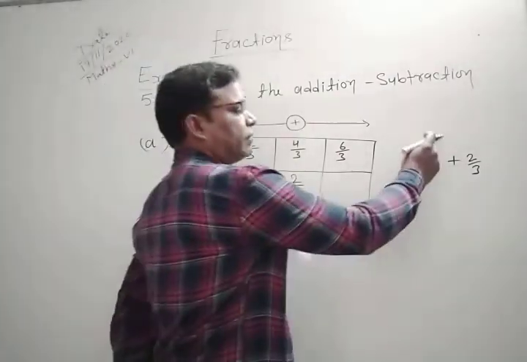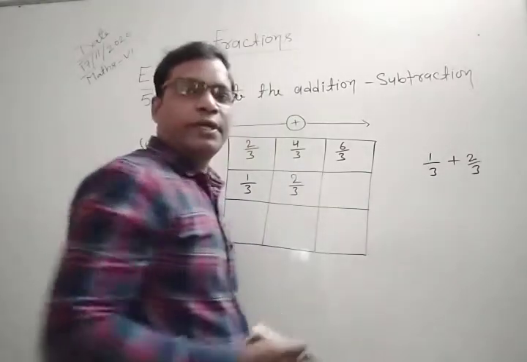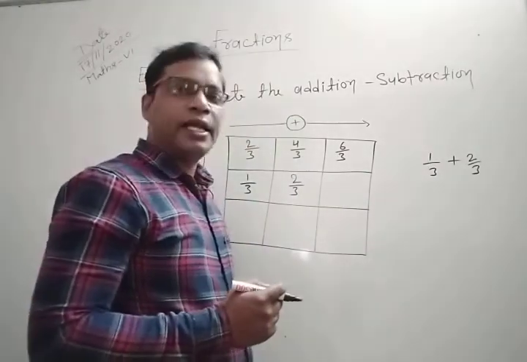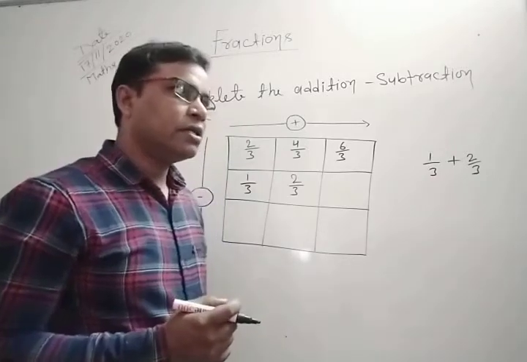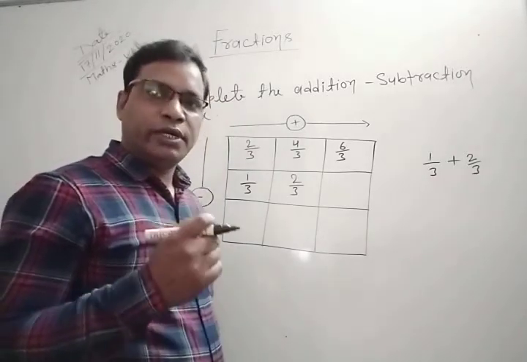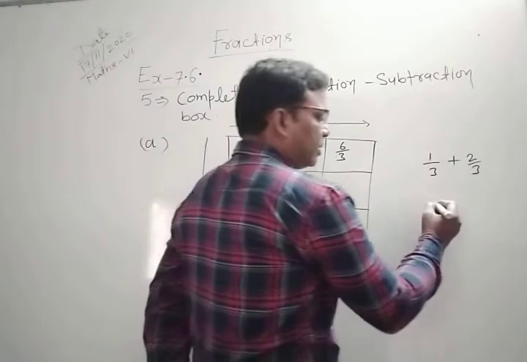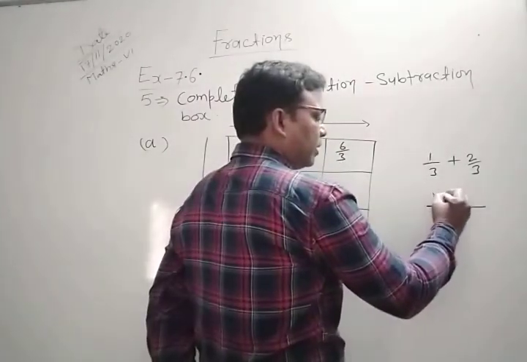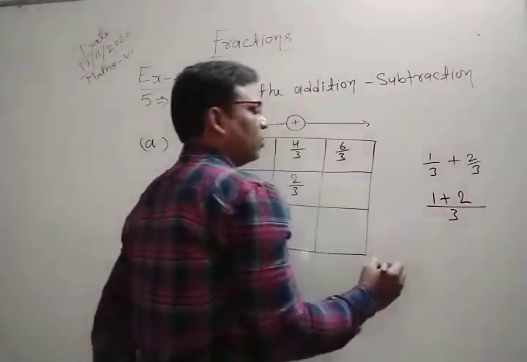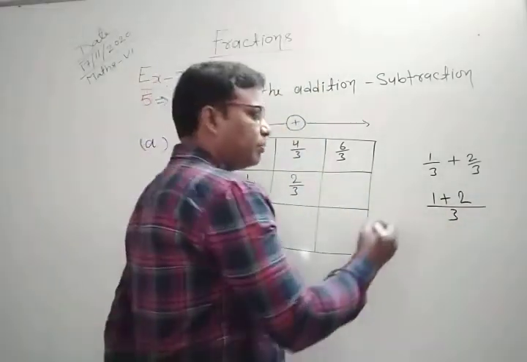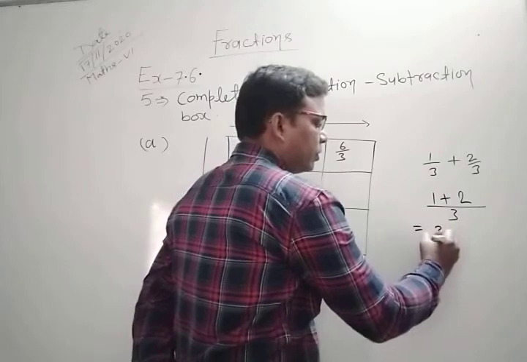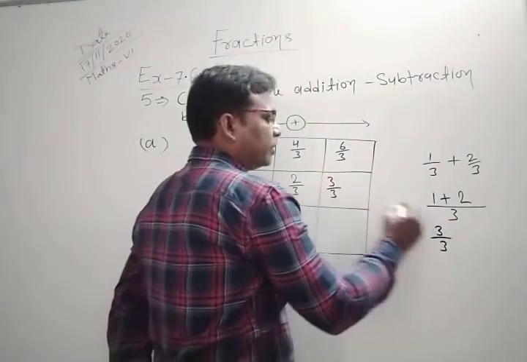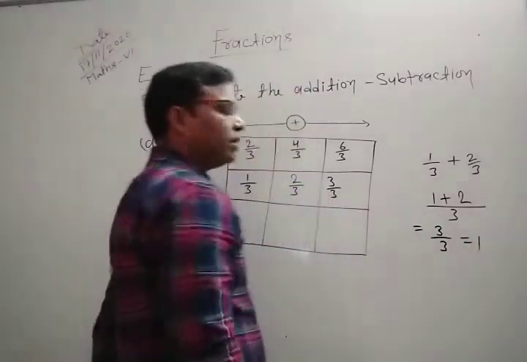Here you can see both fractions have denominator 3, which means they are like terms. In like terms, we add only their numerators. So we write 3, and 1 plus 2 is equal to 3. So you can write 3 by 3. 3 by 3 is equal to 1.